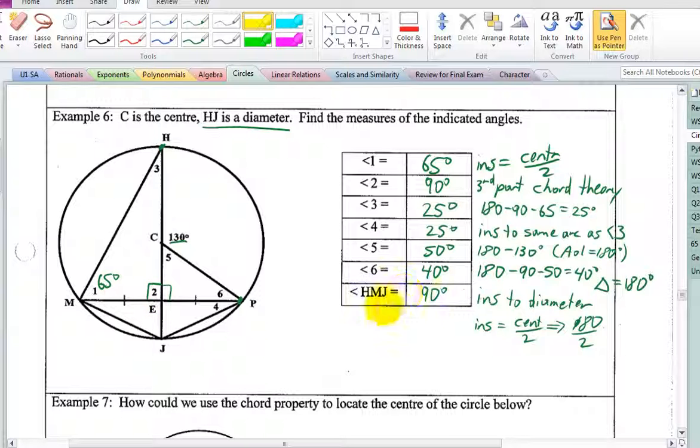And then for angle HMJ, here's your diameter, and here is the inscribed angle. So it's inscribed to the diameter. That's one of your rules. Remember, it's the central divided by 2, 180 divided by 2. So those rules go hand in hand together.